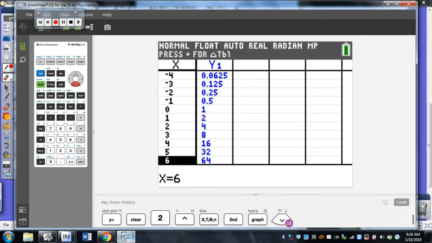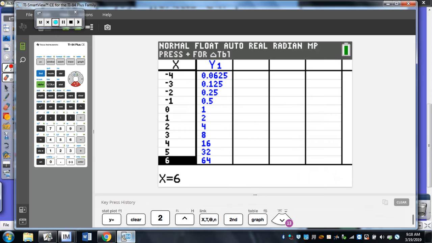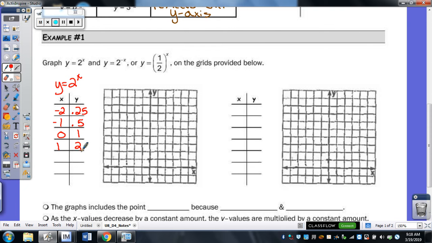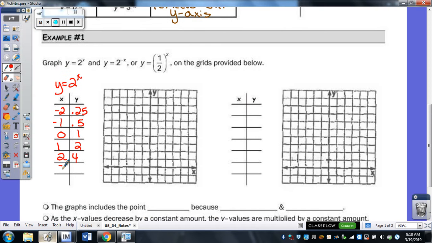And then negative 1.5, 0, 1, 2, 2, 4, 3, 8, 4, 16. Now, I may not be able to graph all of those on my graph, and that's fine, but you can still put them in your table.